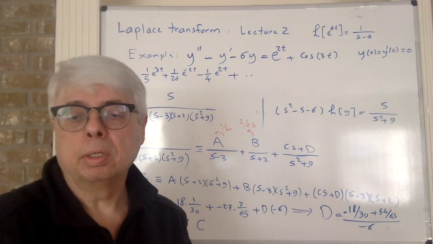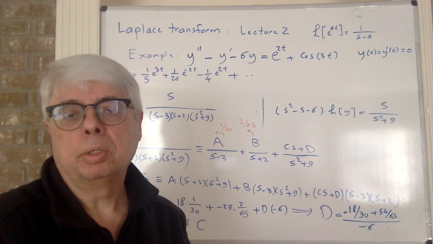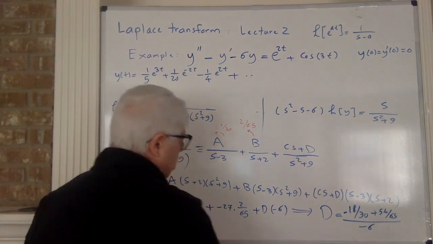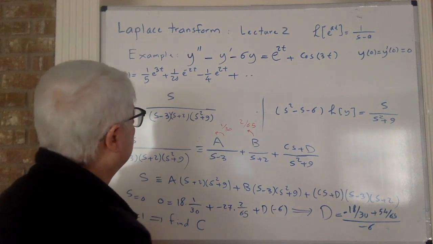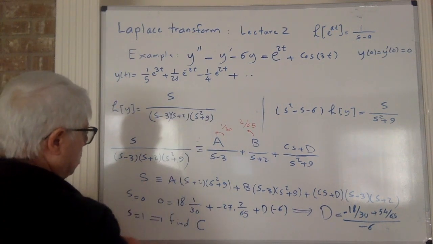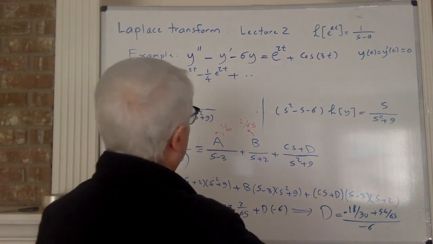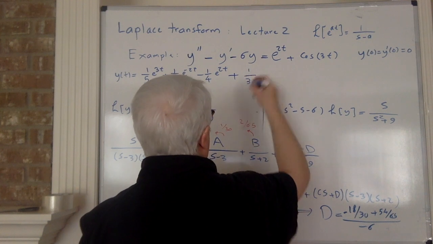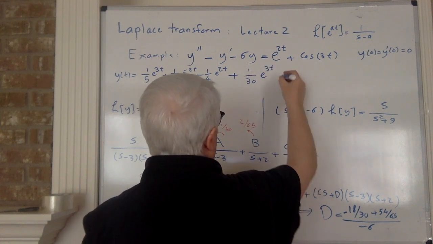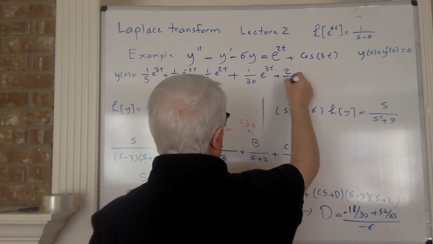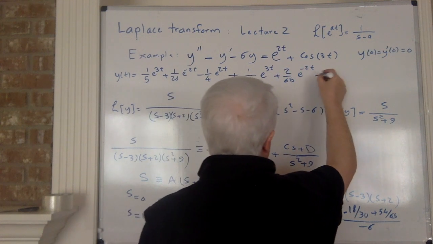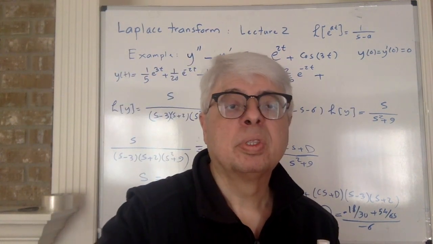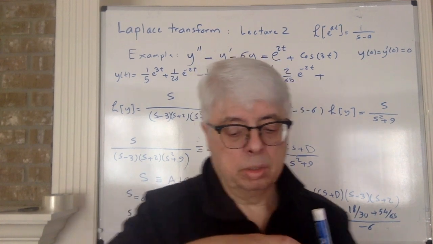So let me see if I can bring up Mathematica on my computer and just do it for you. But what happens is this. So at least I can come up with 1 over 30 plus 1 over 30 e to the power 3t plus 2 over 65 e to the power minus 2t plus something which is this. So let me do this quickly here.